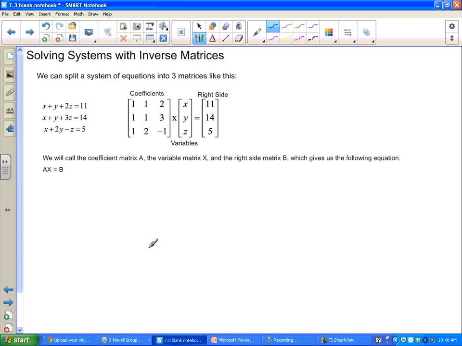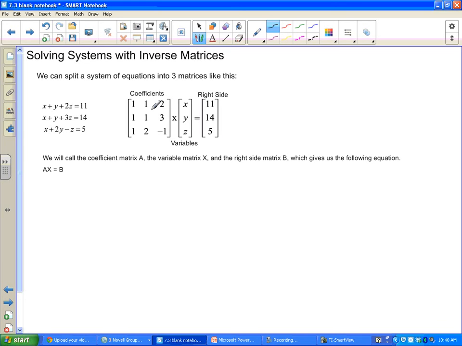So what we can do is we can split a system of equations into three matrices like this. This was actually an earlier example that we had. We can split it up into its coefficients: 1, 1, 2, 1, 1, 3, 1, 2, negative 1. This x right here is a multiplication sign. We multiply that by the letters we have, x, y, and z, and that equals the right-hand side of our equations, 11, 14, and 5.